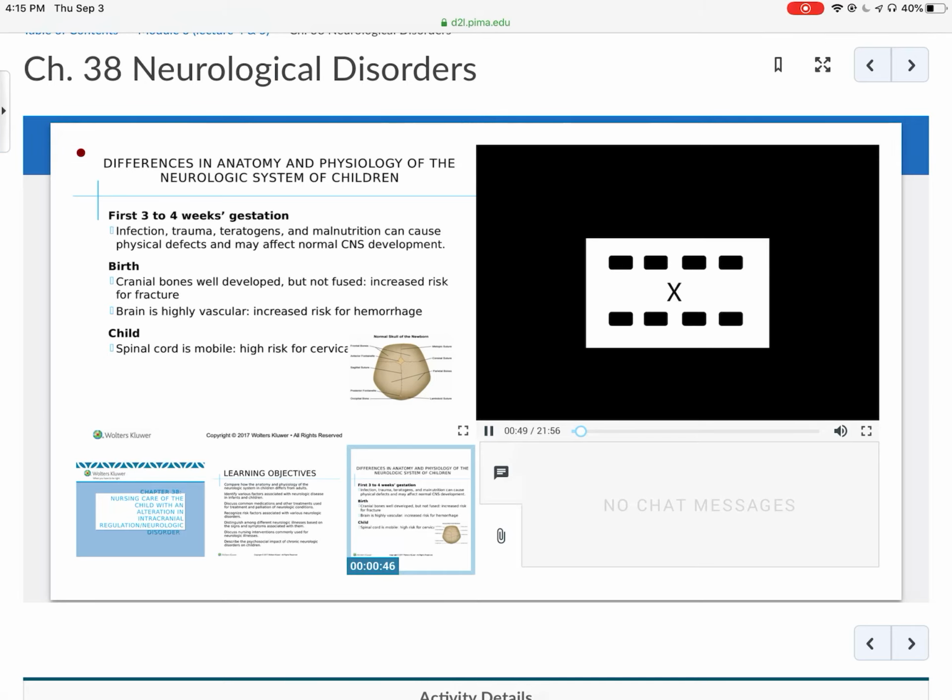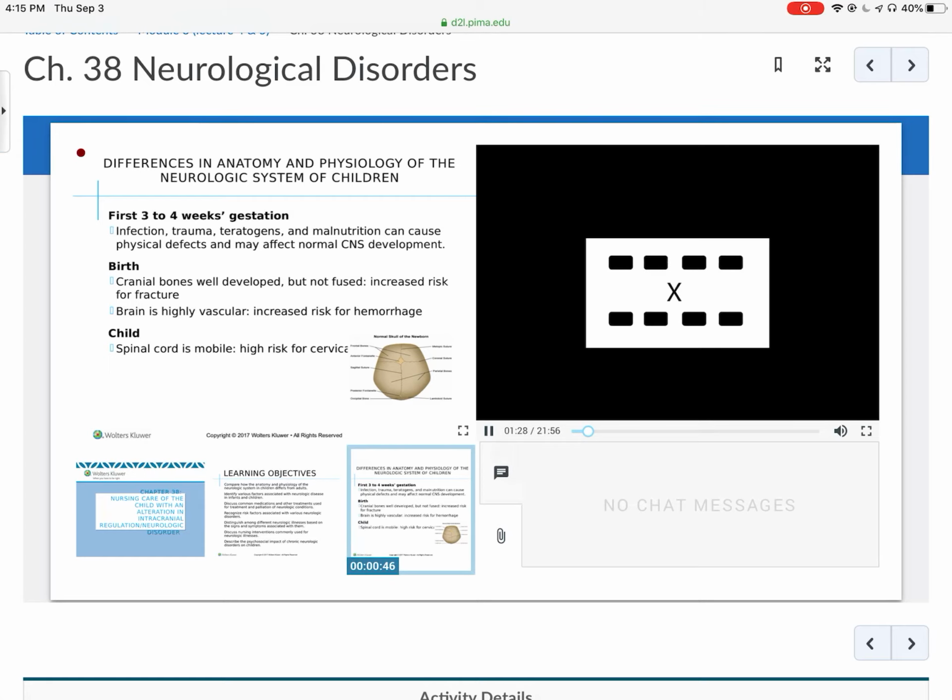Okay, just a little review slide. In the first 3 to 4 weeks of gestation, infections, traumas, teratogens or malnutrition can really cause some defects in the neurological system. If you think about it, a lot of people don't know when they're 3 to 4 weeks pregnant, so they may be engaging in some risk-taking activities at that point. A mother who's anorexic is not getting enough nutrition, therefore her baby will have some CNS developmental issues.